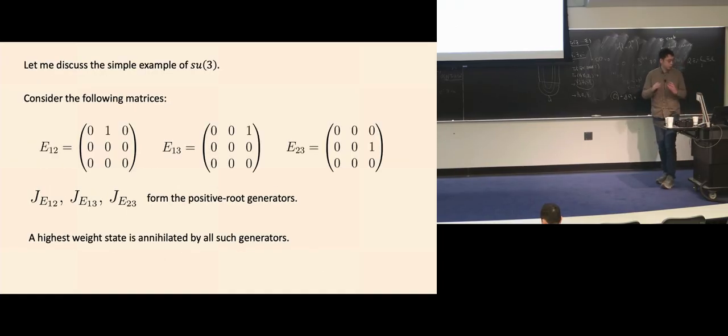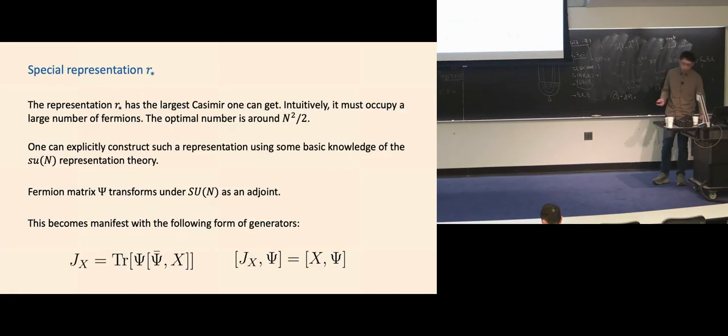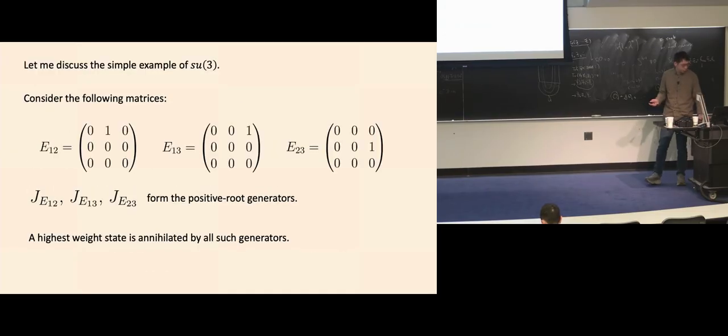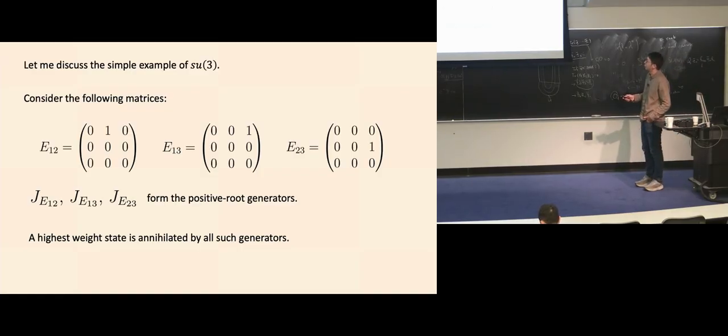Let me show you how this maximal representation can be constructed in the simple case of SU(3). The idea is that in SU(3), we can consider the following matrices, which we will use to consider some generators. These three matrices are the so-called positive root generators in the SU(N) representation theory. They are those that have non-zero elements in the upper triangle. So E12 means it has a non-zero element in the 1, 2 position, and E13, E23, etc.